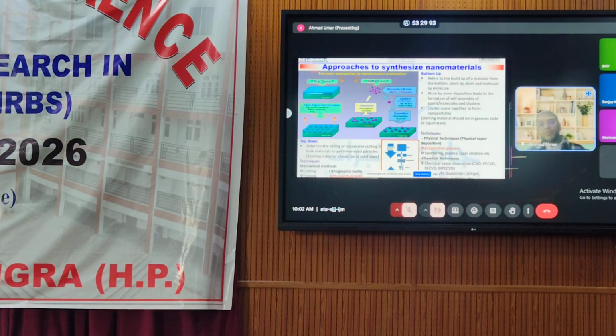Now we understood what nano is, what nanomaterials are, why they are important, and what their properties and characteristics are. Now we need to understand how we can synthesize these nanomaterials. There are two main approaches: the top-down approach and the bottom-up approach. In the top-down approach, we have the bulk material and we are going to make it nano. So how are we going to make the bulk material into nano?